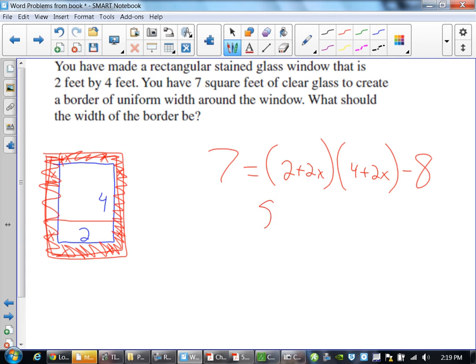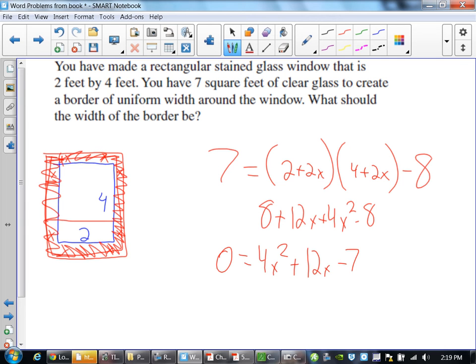we had 8 plus 4x plus 8x, so I just wrote 12x, plus 4x squared minus 8. I wanted to set that other side equal to 0 so that I can factor and/or use my calculator to get the zeros. So we have 0 equals 4x squared plus 12x minus 7.